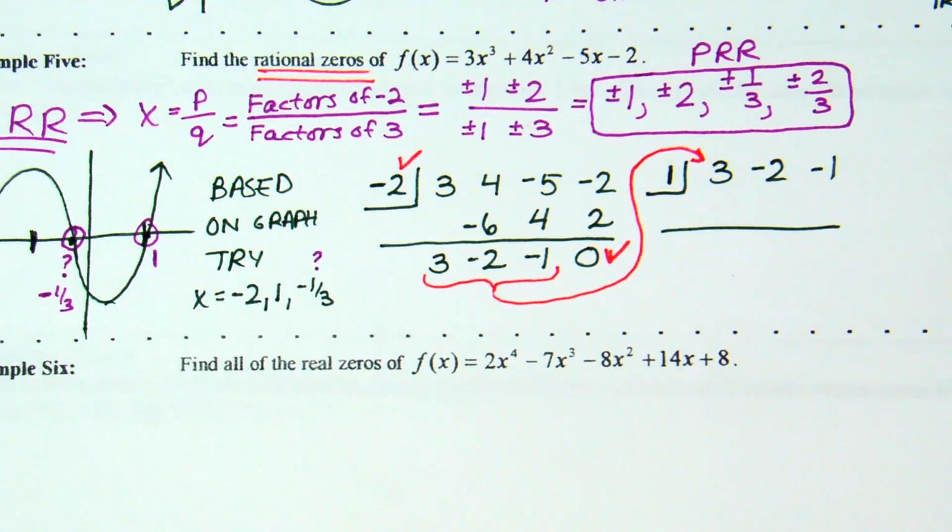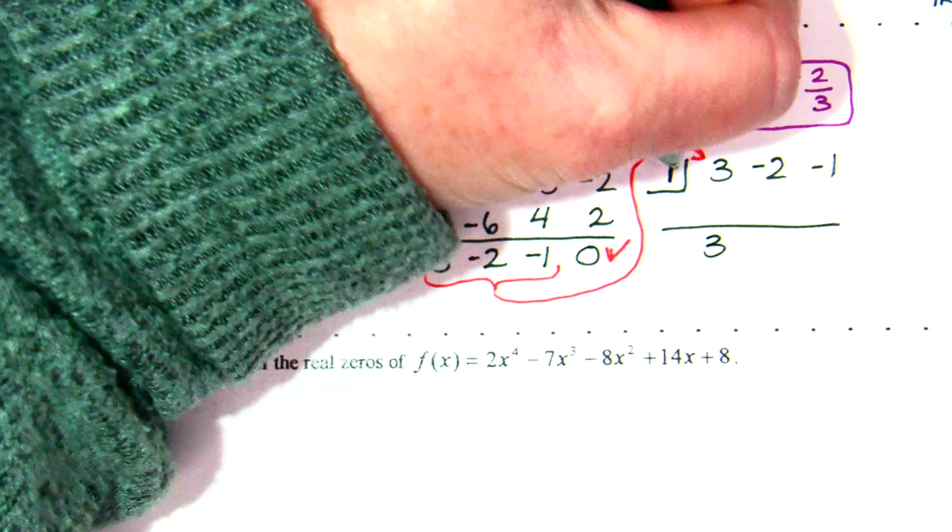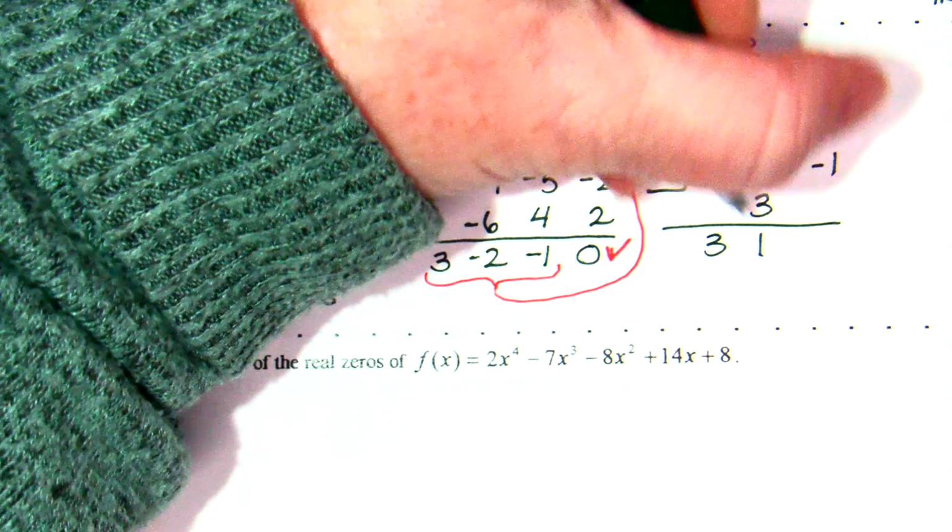Okay, have you guys done this one? Does it work? Yes. Drop the 3. 1 times 3 is 3. -2 plus 3 is 1. 1 times 1 is 1. -1 plus 1 is 0. So 1 works.